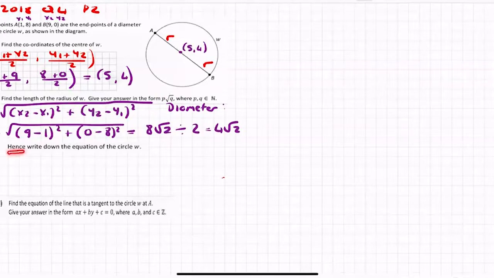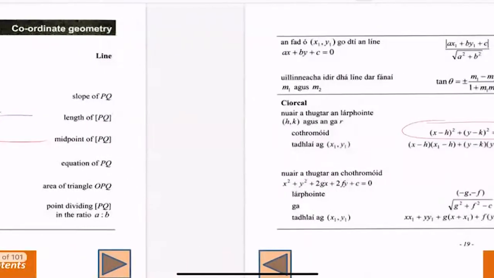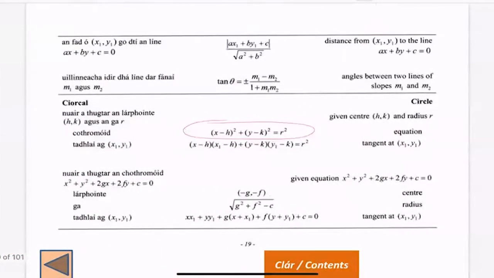And then it says hence. Hence means I must be using some of the information from the part before or even 2 parts before. So hence, write down the equation of the circle W. If you scroll on one page in your log tables, you will see that there is an equation of a circle. The centre is called (h, k). The radius is r. So in other words, in order to get the equation of a circle, I have to know the centre of that circle and the radius of that circle.